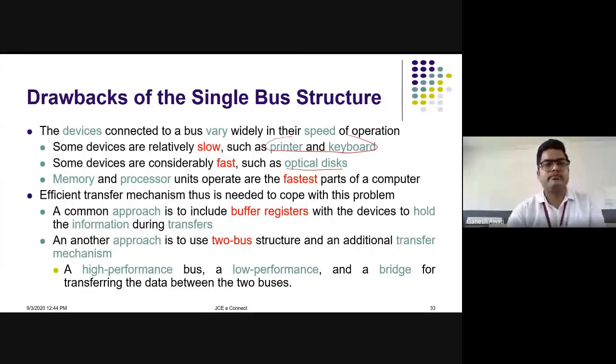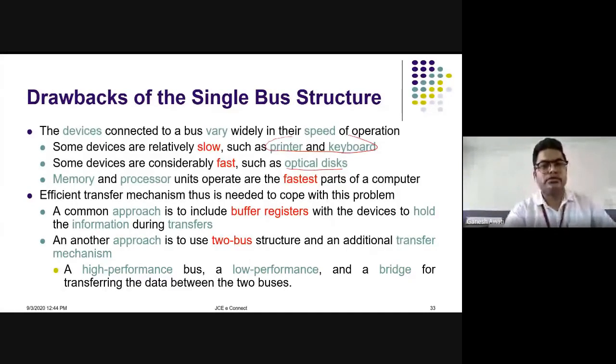Memory and processor units are the fastest parts of the computer, because the processor is very fast and memory access is very fast. If you remember, recently in computers we have SSDs, solid state drives, which are faster than the hard drives we previously had. So SSDs are a little faster.